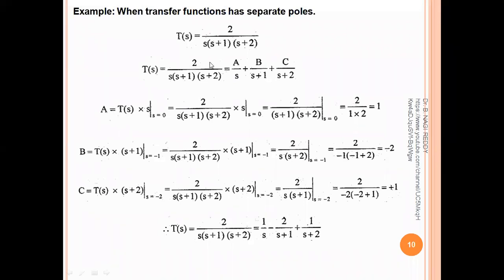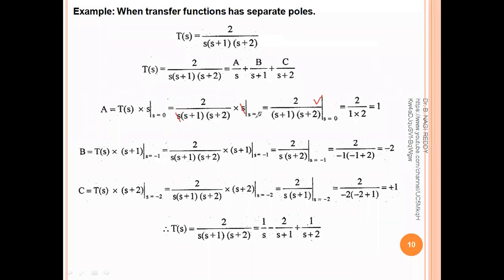You can see the given transfer function is T of S. So we multiply T of S with S and substitute S equal to 0, because here the pole is 0, S plus 0. We need to substitute 0 in the place of S. The given transfer function is written here, and S is multiplied. Now we can simplify and cancel this S and this S, so we will get 2 by S plus 1 into S plus 2.